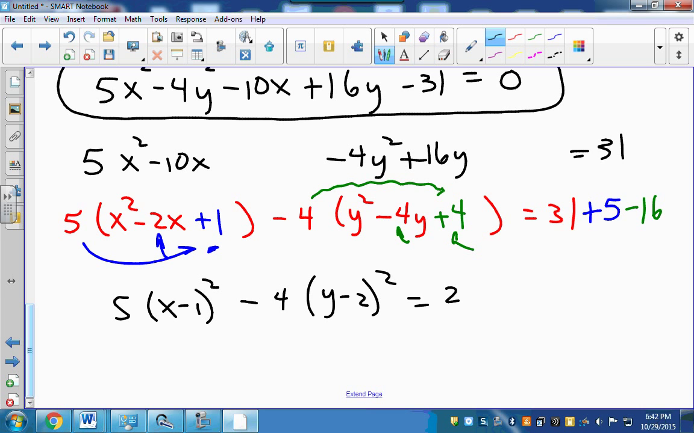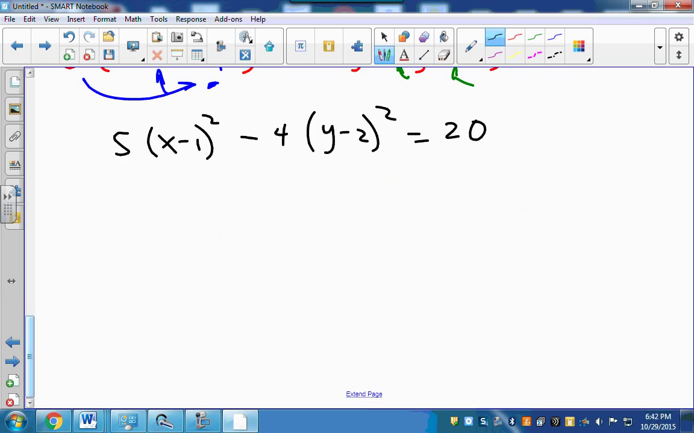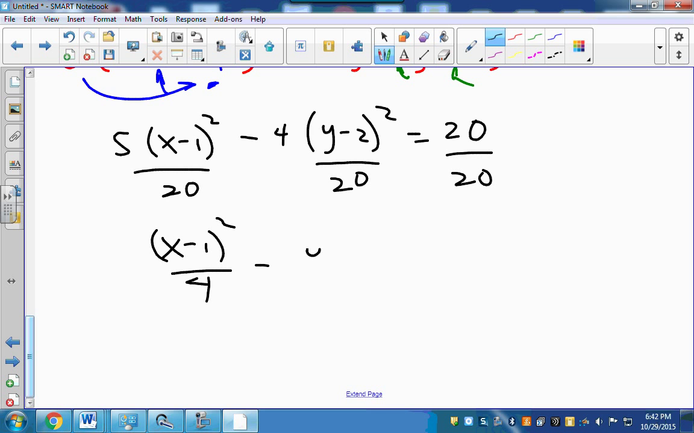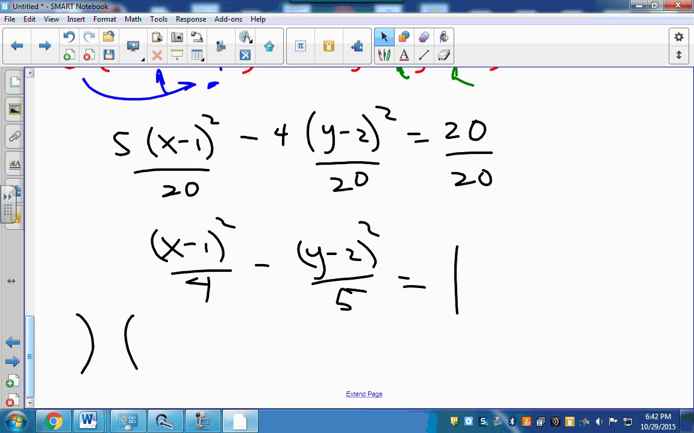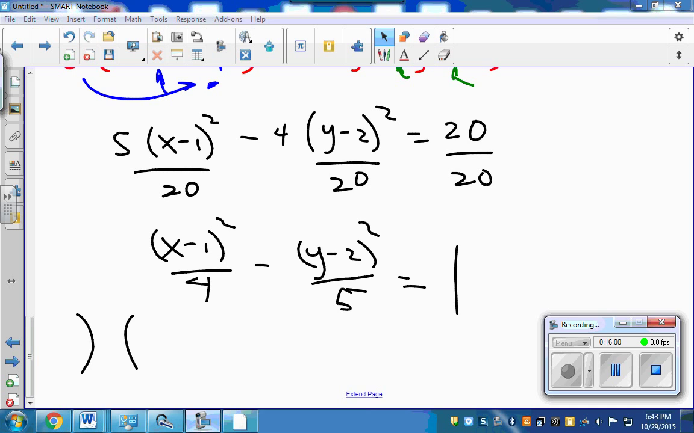Take away 16 is 20. And then we'll go and divide everything by 20 to get it in our graphing form. So x minus 1 squared over 4 minus y minus 2 squared over 5 is equal to 1. Okay, the x squared term is the positive one, the y squared term is negative, so that opens left, right. Okay, hopefully this will be useful. You might want to watch it 1 or 2 more times. Let me go ahead and stop this guy here, and good luck.